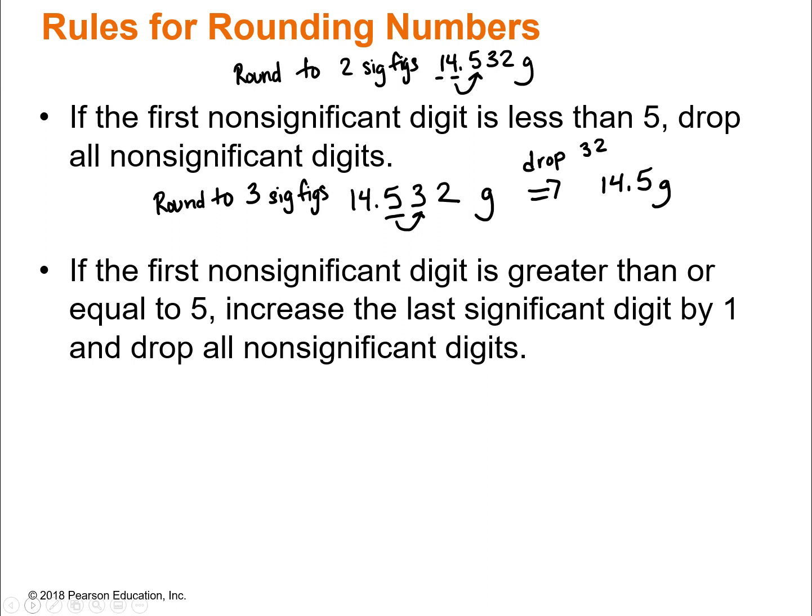If the number next to that digit you're trying to keep is 5 or greater, then you're going to increase your last significant digit by 1 and drop all non-significant digits. 4 goes to a 5. So you have 15. Let's do a couple more examples. I know I have more coming up, but I want to make sure that we get it.